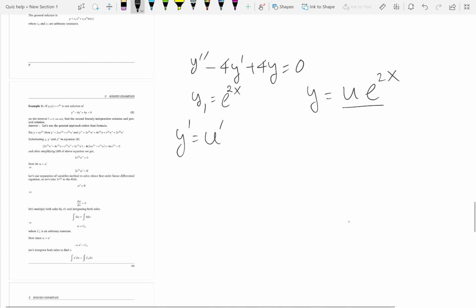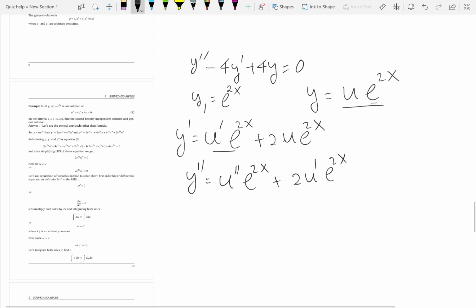Differentiate u, you get u prime, keeping e to the 2x unchanged. Now keep u unchanged. If you differentiate e to the 2x, you get 2u e to the 2x. Now you need y double prime, so you apply the product rule here. So u double prime e to the 2x plus 2u prime e to the 2x, that is by differentiating e to the 2x. Now again you apply the product rule here.